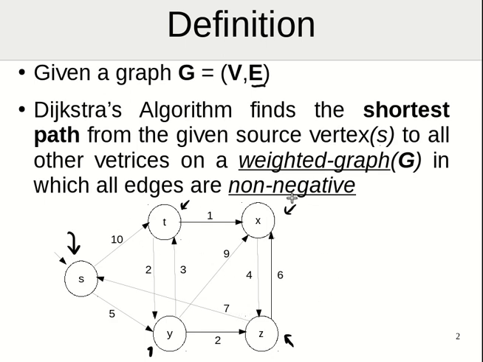Given that this graph is a weighted graph, meaning each edge is given a weight like this. It can be a distance between two cities, it can be a cost of traveling from city T to X, it can be anything, but the weight is given and all the weights are non-negative. All these values should be non-negative. This is the assumption for Dijkstra's.